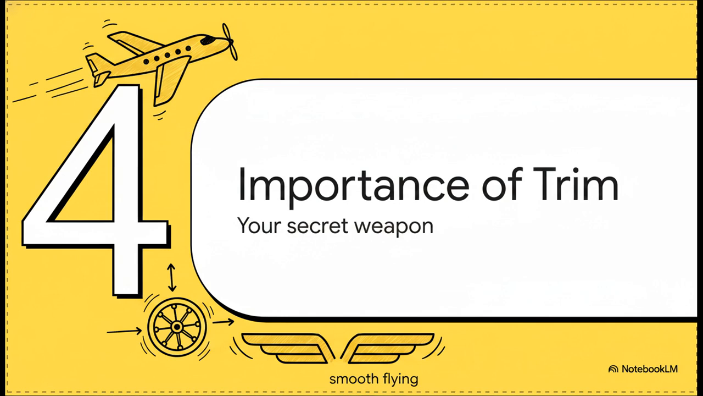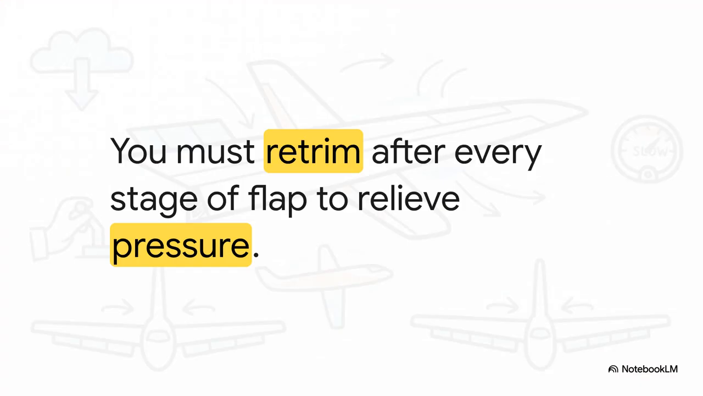Honestly, this step is so critical to smooth flying that we're giving it its own spotlight. Here is your golden rule. You must retrim after every single stage of flap extension. Why? Well, because lowering the flaps moves the wing's center of pressure, which is the point where lift acts, either forward or backward. It also totally changes the airflow hitting your horizontal stabilizer. All of this creates a really strong pitching tendency.